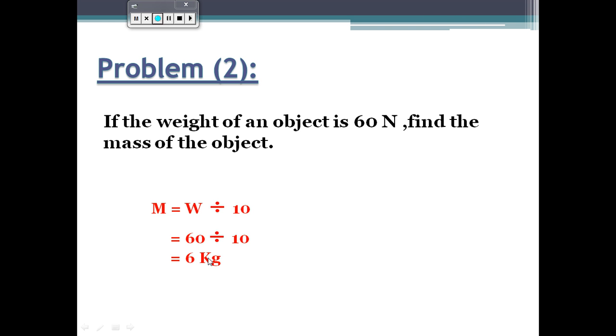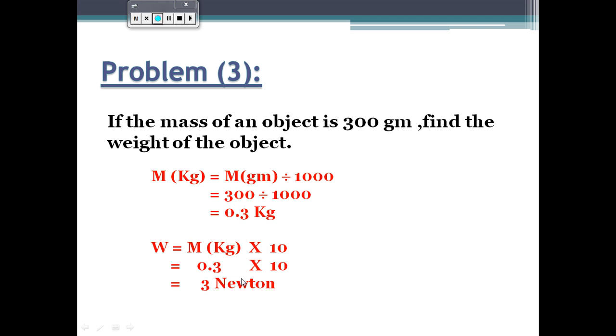Problem number 3. If the mass of an object is 300 gram, find the weight. We have here the mass in gram, so we can't measure the weight. We must change the mass from gram to kilogram. So mass in kilogram equals mass in gram divided by 1000. Why do we divide by 1000? Because 1 kilogram equals 1000 gram.